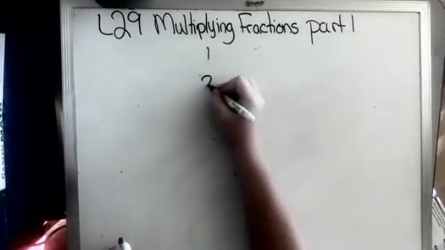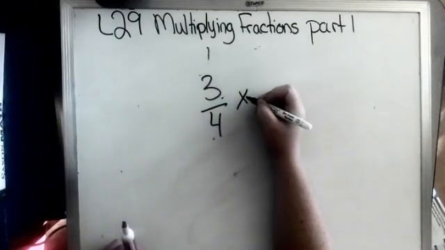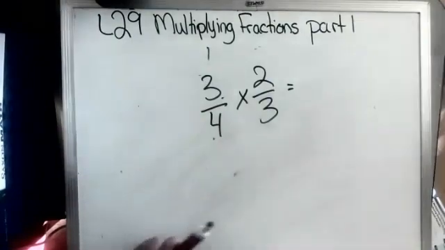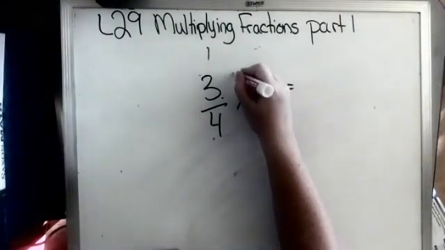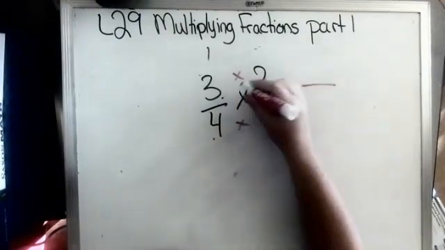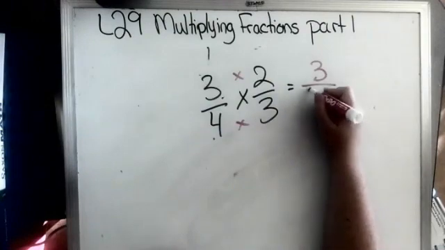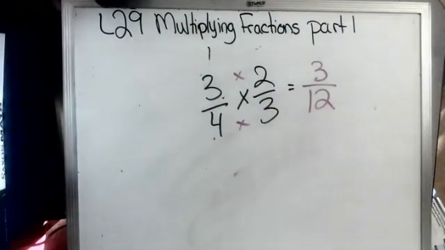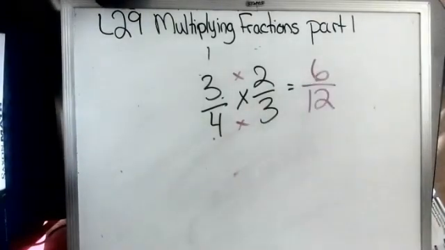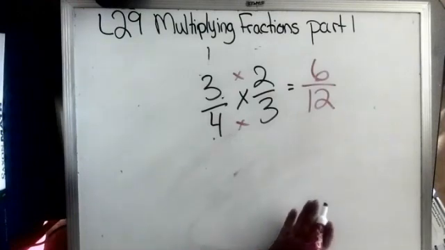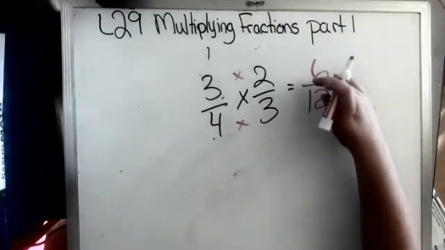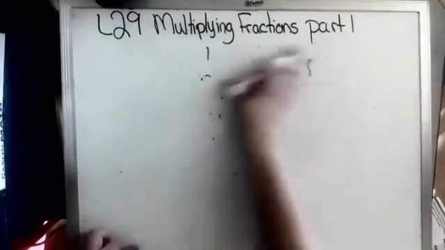Let's look at 3/4 multiplied by 2/3. Again, all you're going to do is multiply your numerators. 3 times 2 is 6, and then multiply your denominators. 4 times 3 is 12. And I have my new fraction. So 3/4 times 2/3 is 6/12, because 3 times 2 is 6 and 4 times 3 is 12. Okay, let's do another one.